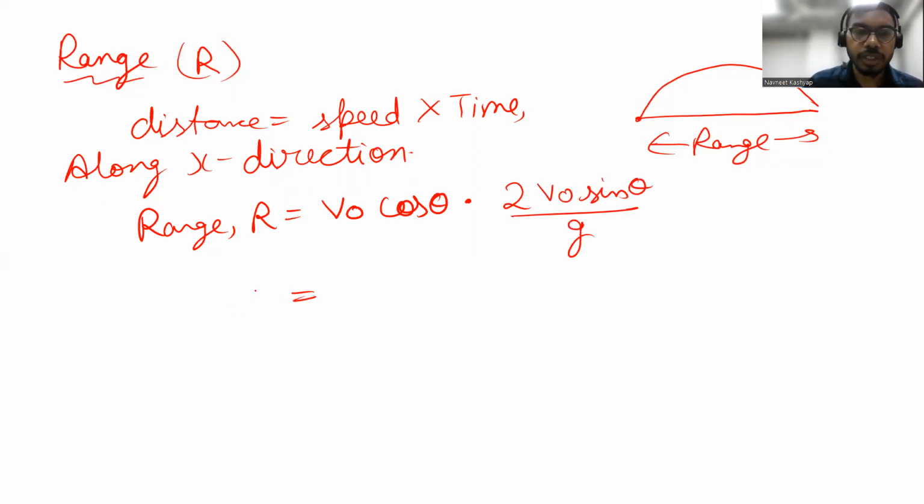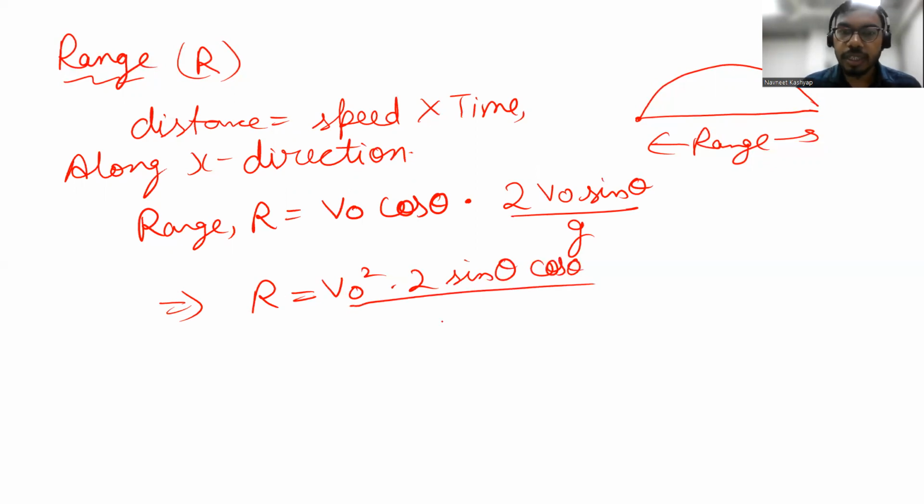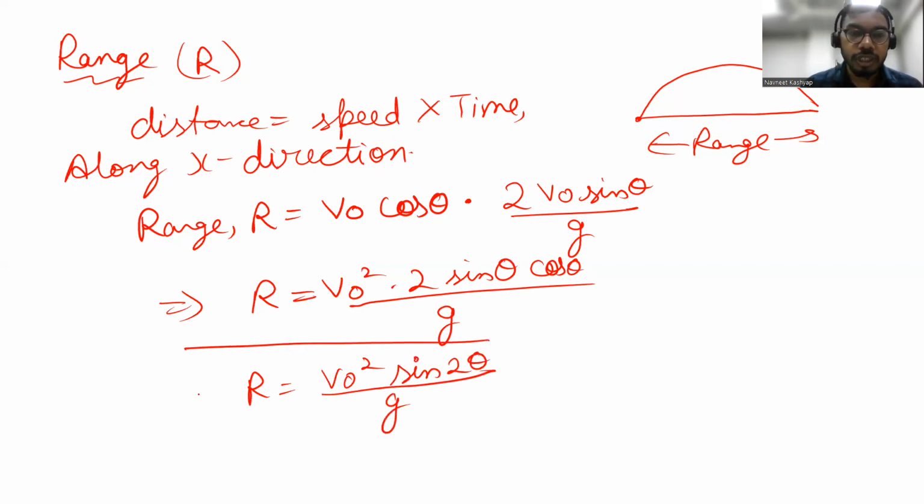On further simplification, we get v naught squared, 2 sine theta cos theta, divided by g. Now here we have to apply the trigonometry portion of the maths. So we get v naught square sine 2 theta by g. This is the formula to find the maximum distance traveled in the horizontal plane if the projectile starts and returns to the same horizontal plane, which is also called range.